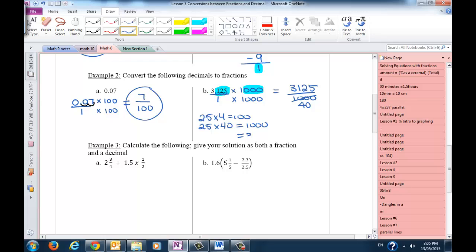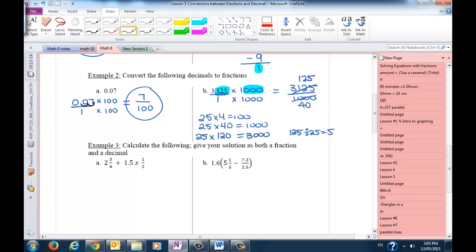And now I want this to equal 3,000 to get closer to 3,125. Well, 25 multiplied by 120 is equal to 3,000, because 40 multiplied by 3 is 120. I'm not quite there yet. I need to add 5 more because 125 divided by 25 is 5. So in fact, when I divide 3,125 by 25, I get 125.